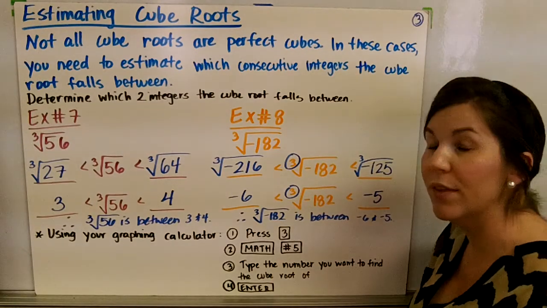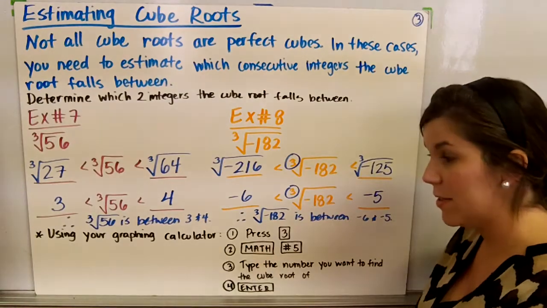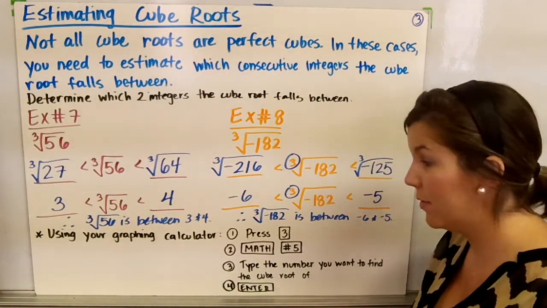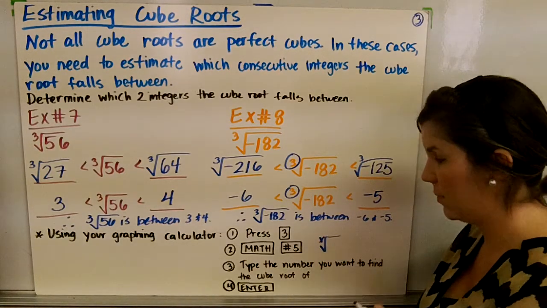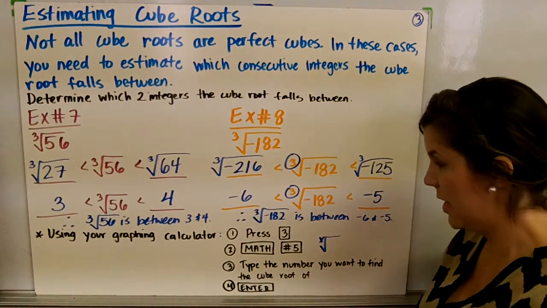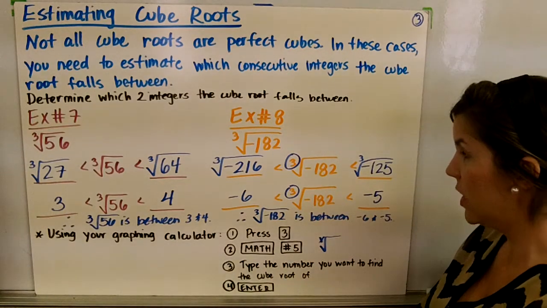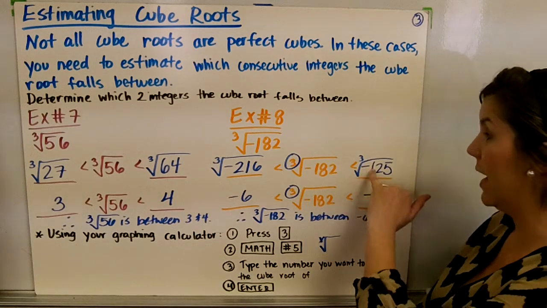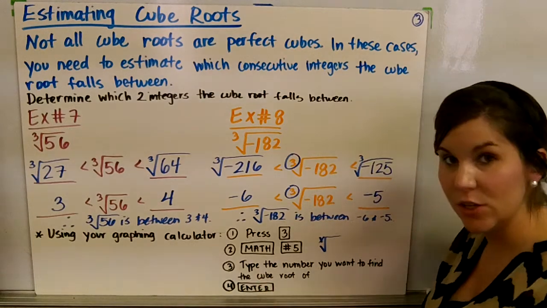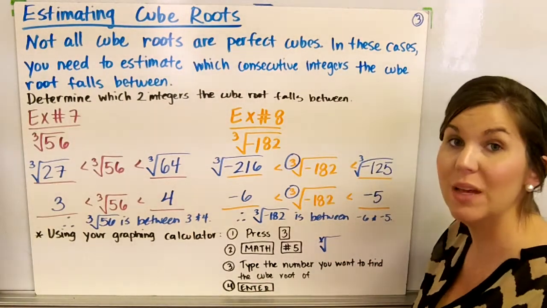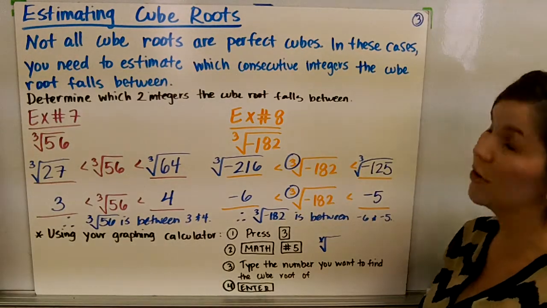Press 3. Then you're going to look for the math key, and that's on the left side of your calculator, math, and option number 5. So option number 5 looks like a little x and then a radical sign. And then you're going to type the number you want to find the cube root of. So if you type in negative 125 and then press enter, your calculator will tell you negative 5. Okay, so those are the steps for using your graphing calculator.